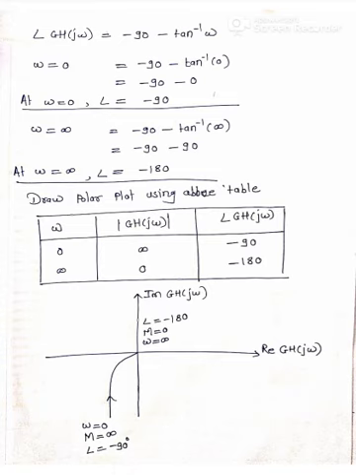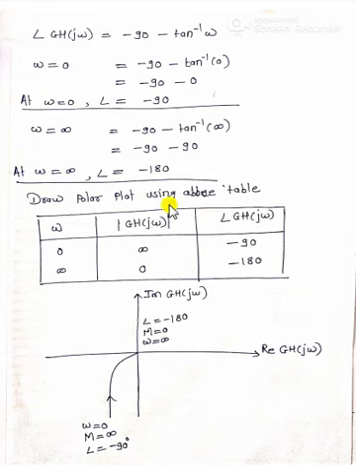Then next we move to the angle. This is angle GH of j omega. Now replace omega with 0 in the angle equation, minus 90 minus tan inverse omega. At omega equal to 0 we get angle minus 90, and when omega is infinity we get angle minus 180. So this is our overall table. For omega 0 angle is minus 90, and at infinity angle is minus 180.